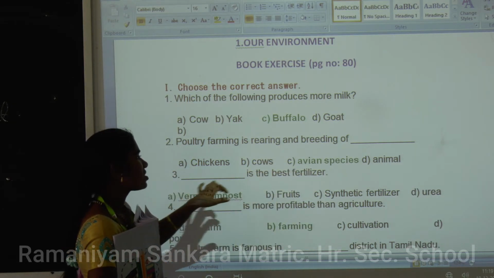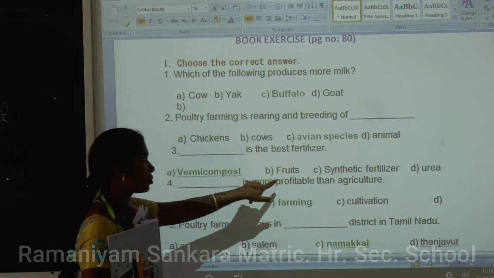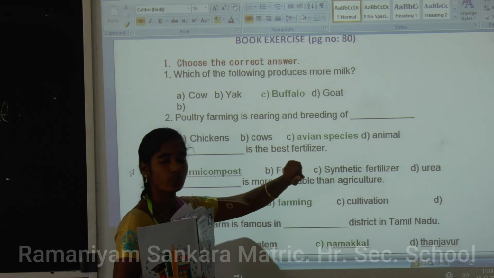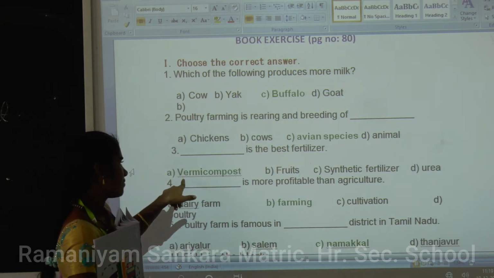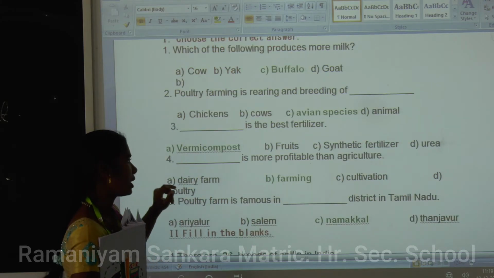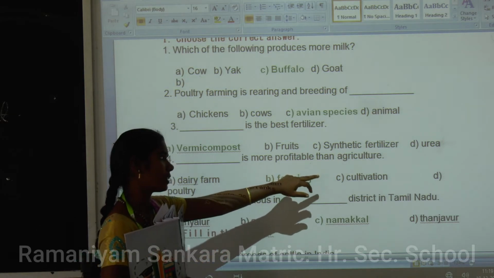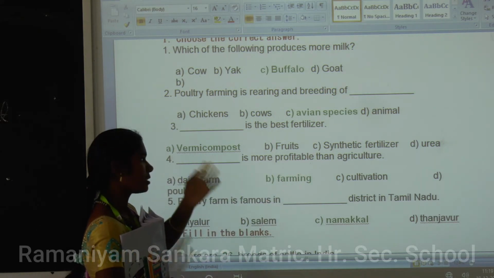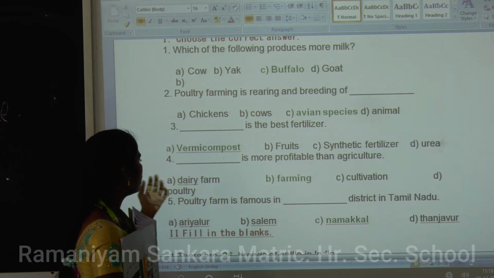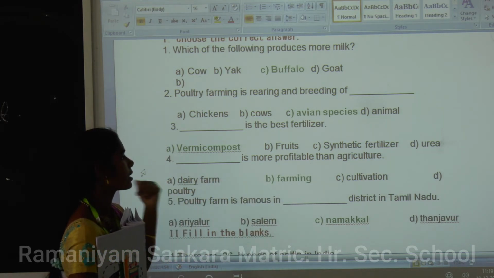Third one is dash is the best fertilizer. Which is the best fertilizer? Vermicompost, fruits, synthetic fertilizer or urea. Okay, vermicompost is the best fertilizer. Okay, it is the natural manure. And the fourth one, dash is more profitable than agriculture. Dash is the agriculture விட எது லாபம் தரக்கூடியது அப்படின்னா டெய்ரி ஃபார்மா, ஃபார்மிங்கா, கல்டிவேஷனா இல்லை போல்ட்ரியா அப்படின்னு கேட்டிருக்காங்க.